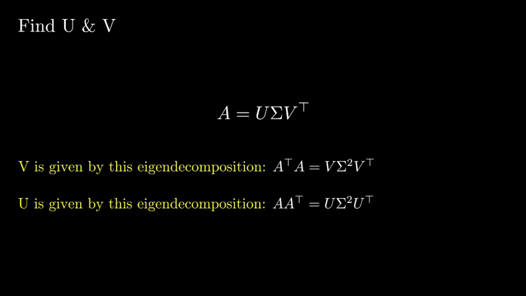One last thing to note is that we've also essentially proved that the eigenvalues of the matrix A transpose A are going to be the same as the eigenvalues of the matrix A A transpose, because in both cases, we started with our original equality, then made the right-hand side look like an eigendecomposition, with the eigenvalues being sigma squared.